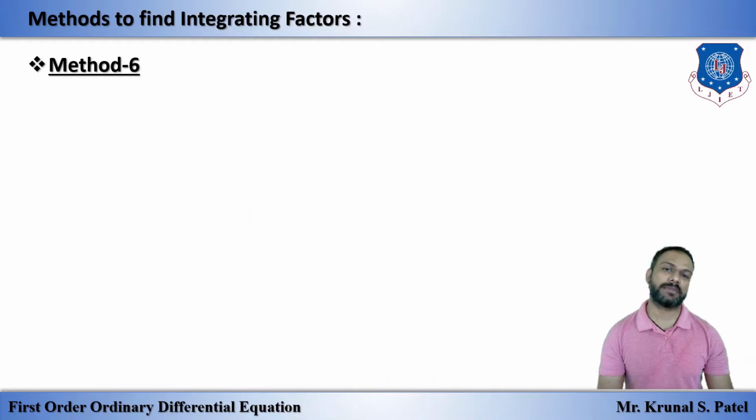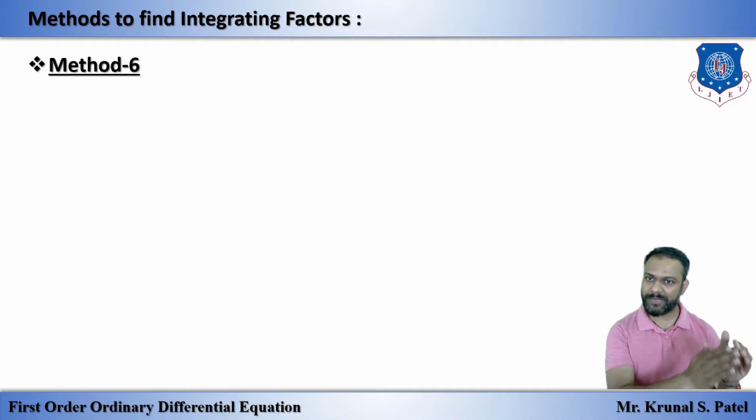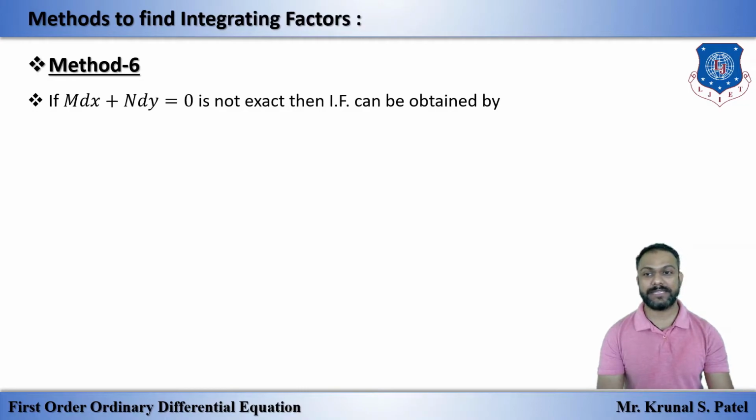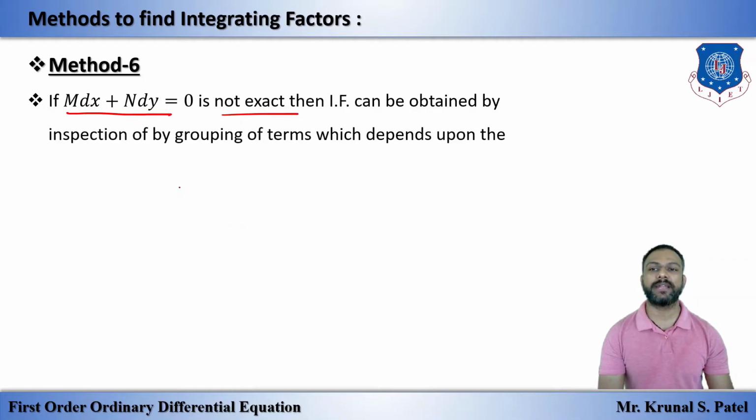Now, what about method number 6? This is not a particular, special step method. Like in method number 1, we have a particular type that is not exact, then homogeneous, then the IF is given by 1 upon Mx plus Ny. Similarly, method number 2 has a special method, and methods 3, 4, and 5 all have a special type. But in method number 6, it is given that if M dx plus N dy is not exact, then the IF can be obtained by inspection. So this method is known as the inspection method for IF.